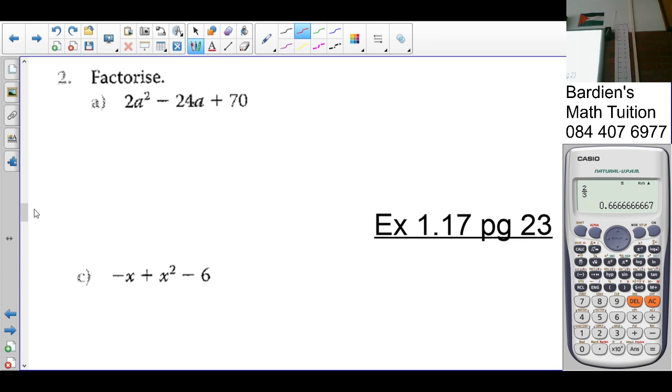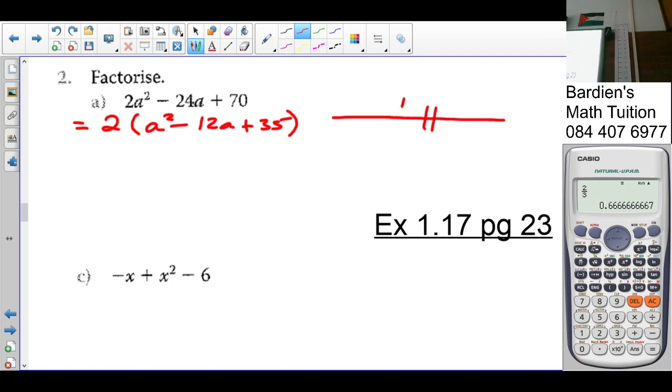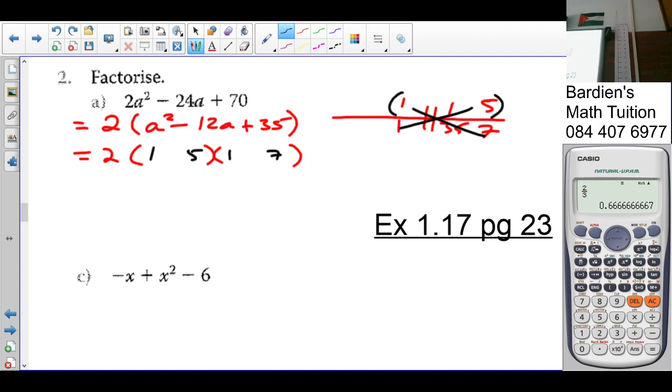Right. So what do we have to do first? Common factor of 2. I'm left with a squared minus 12a plus 35. What are my factors? 1 and 35, 5 and 7. Do we add or subtract them? We add them. So which are the factors going to be? 5 and 7. So it's a 1 and a 5, 1 and a 7. It's a squared, so we got a and a. Now what? Sign will be the same. Both are going to be minus. You all okay with that? Let's look at the next one.